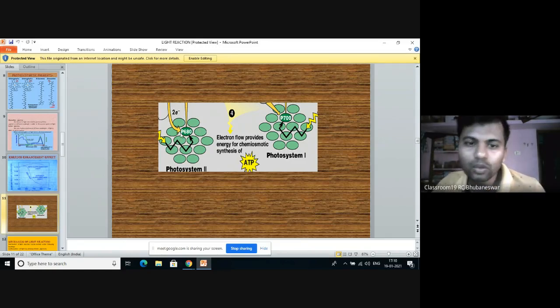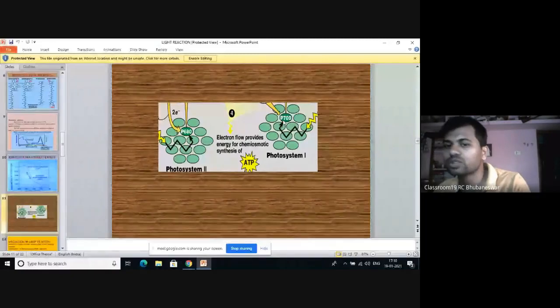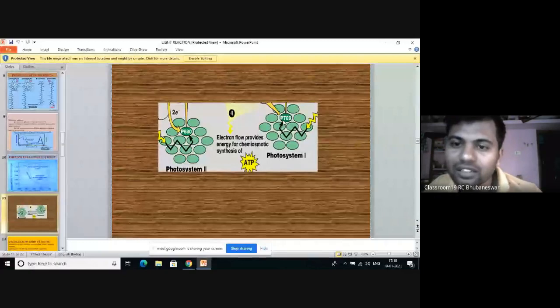In the center there is a single chlorophyll, which we call P680, and it absorbs maximum light energy at a wavelength of 680 nanometers. Here is a group of pigment molecules, but at the center there is a special form of chlorophyll A showing maximum absorption at 700 nanometers, known as P700, the reaction center 700.